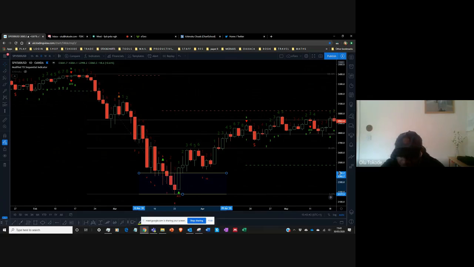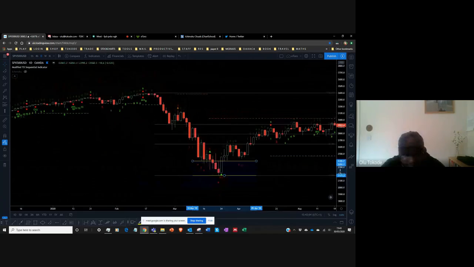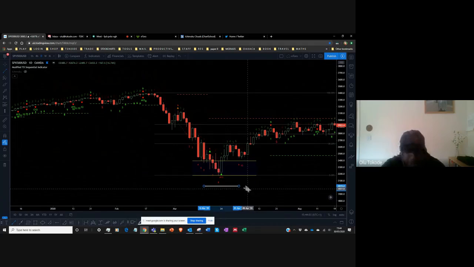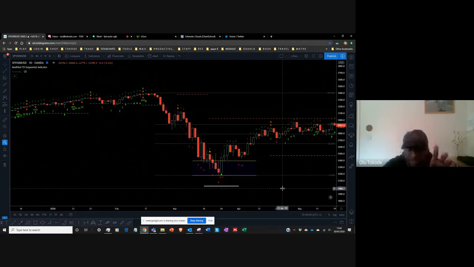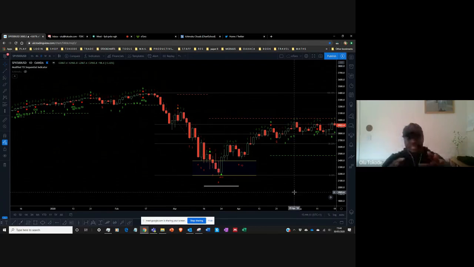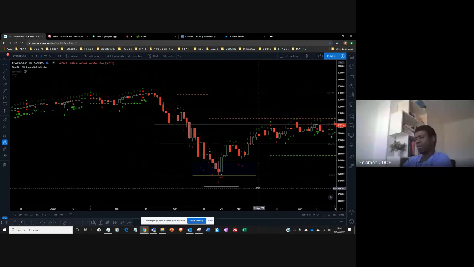So 2392 minus 2177 gives you that range. You now add that range to the low. When you add that range to the low, it will give you a value somewhere here. That's where you get your stop loss. Using this indicator, the calculation of risk is built into it. That's how you calculate the risk.